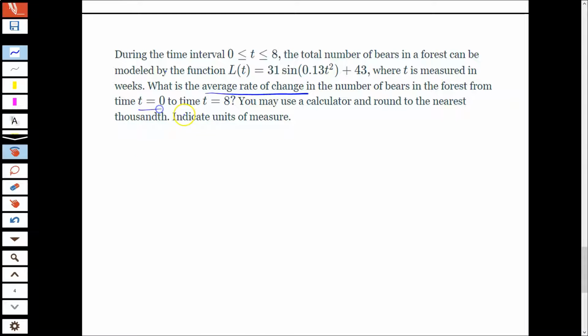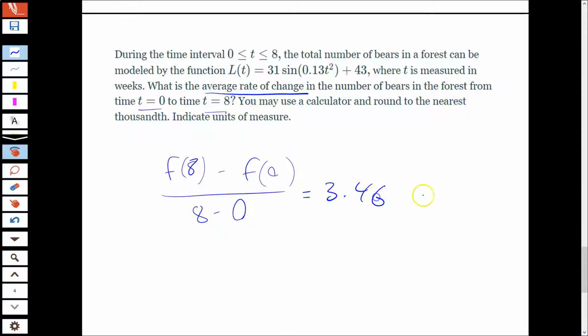So in this case, we have from t equals 0 to t equals 8, be f of 8 minus f of 0 over 8 minus 0. Okay? And you can evaluate that on your calculator. I'm not going to show you how to do that. You can either just type in the function twice or type it into the grapher and use that second calc function. The result is 3.462 is the number you should get, so feel free to pause and see if you can reproduce that.